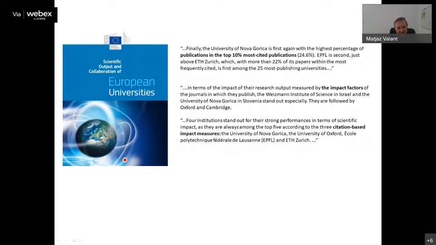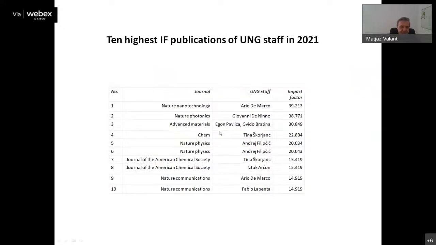What I would like to show you here is a publication of the European Commission. They were analyzing the scientific output of universities in Europe. We were very happy because they put us in the top five with respect to three important criteria: publications in the top 10%, impact factor of the publications, and citation-based impact measures. We were there with very renowned universities like Oxford and Cambridge, EPFL and ETH in Zurich, and so on. We want to continue this way and publish very good research in very good journals.